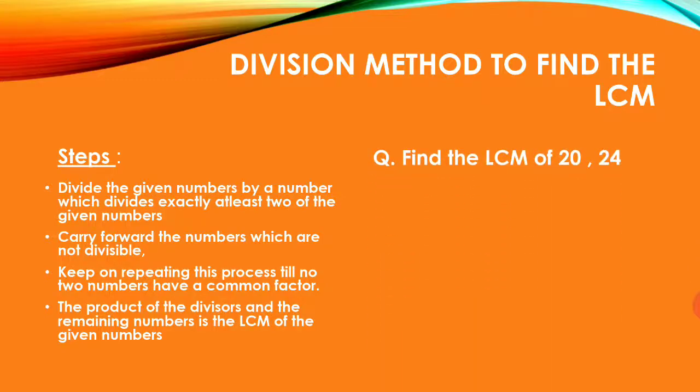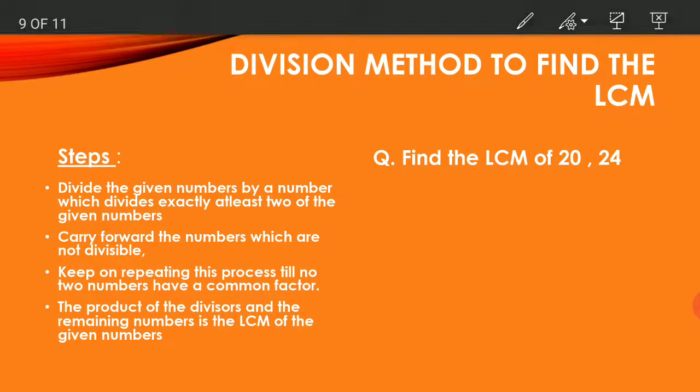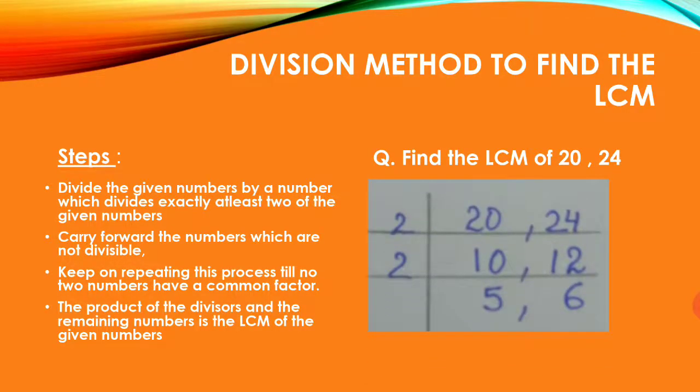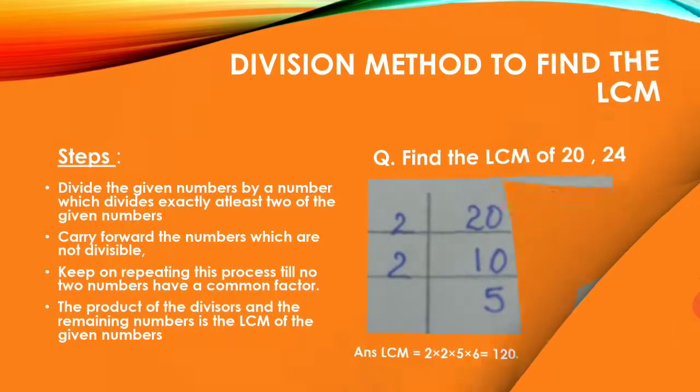Let us take here a question: find the LCM of 20 and 24. So, for the LCM of 20 and 24, we will keep on dividing the numbers. Now you can see LCM is equal to 2 into 2 into 5 into 6. That will give us 120.